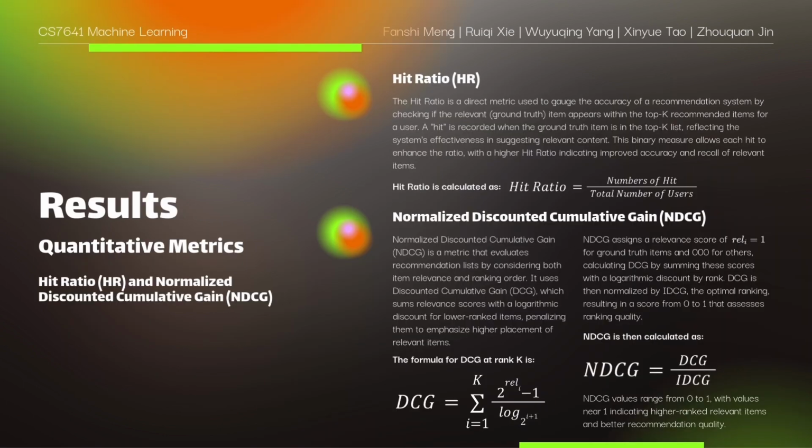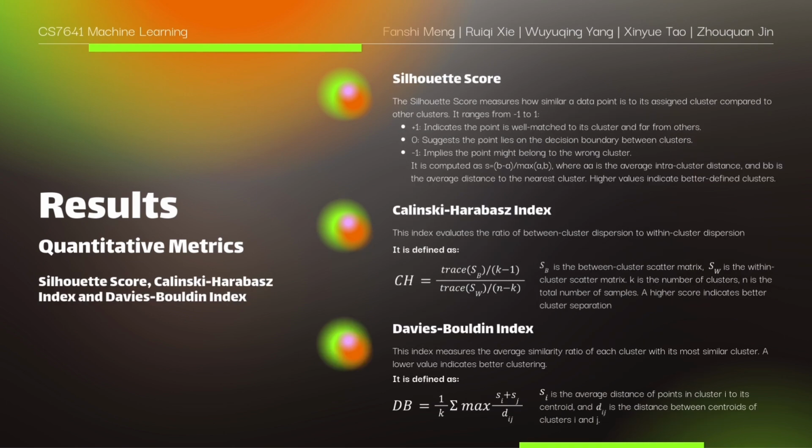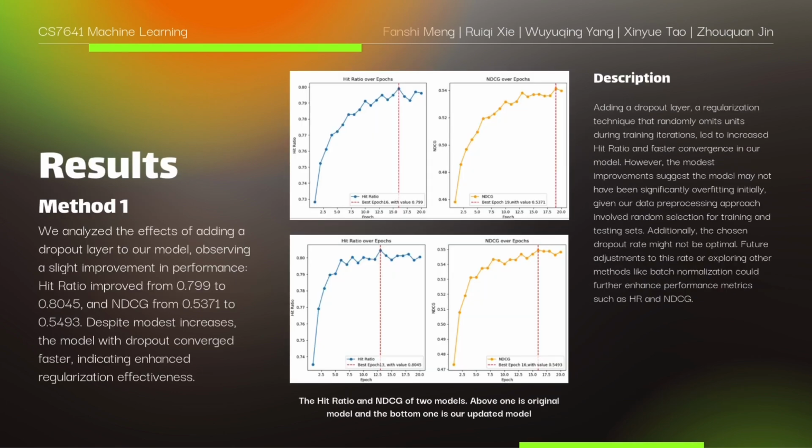Our results demonstrate the effectiveness of this method. For the improved NCF model, key metrics like hit ratio and normalized discounted cumulative gain showed consistent improvements. For PCA and K-means clustering, we evaluated the quality of clusters using metrics such as the silhouette score and CH index, both indicating strong clustering performance. Here are the results for the NCF model. These metrics demonstrate the model's ability to accurately include relevant items in recommendations and rank them effectively.